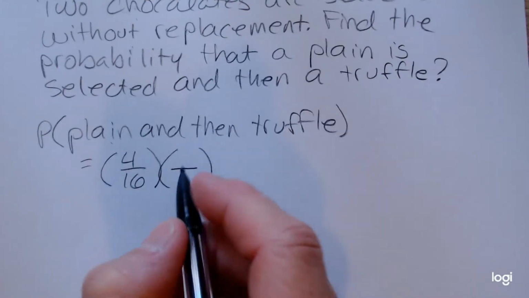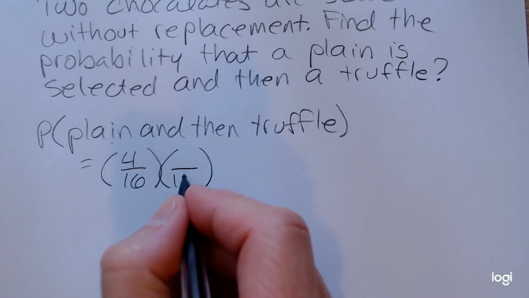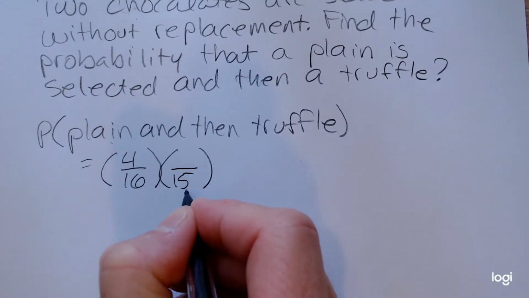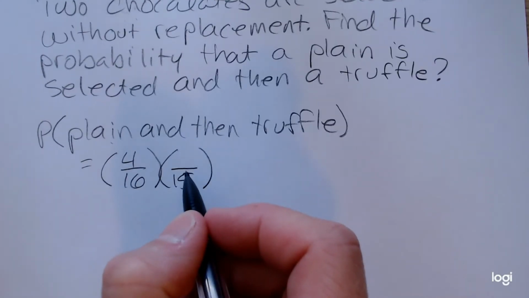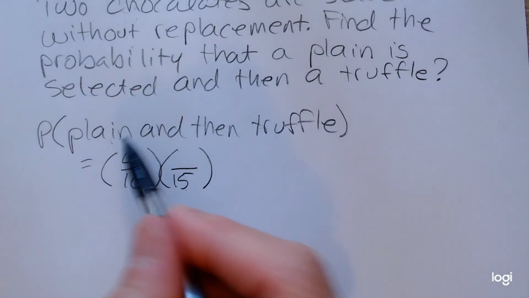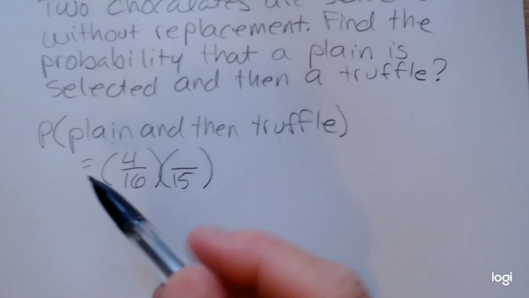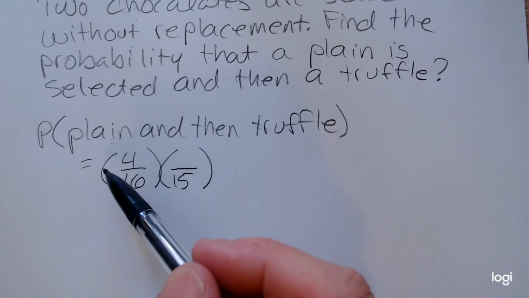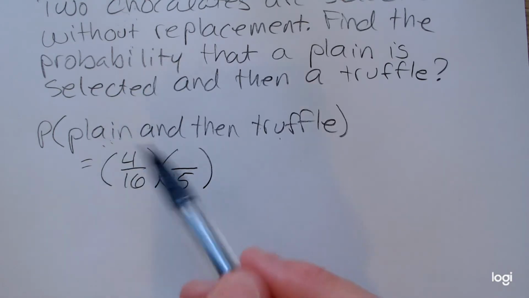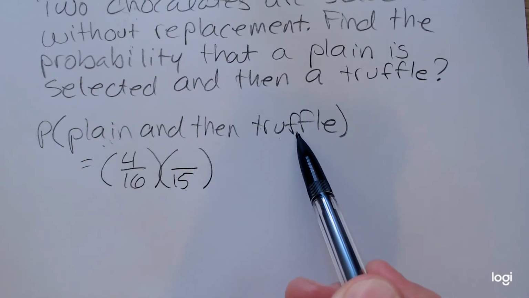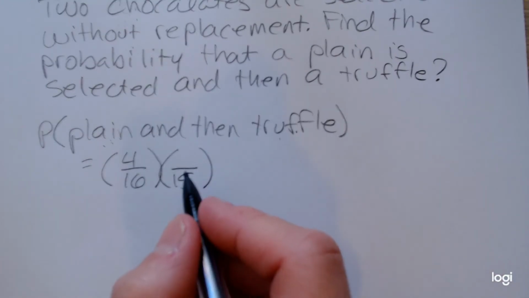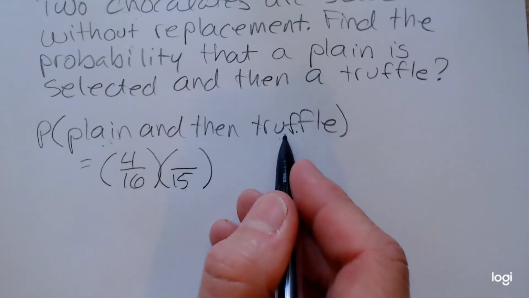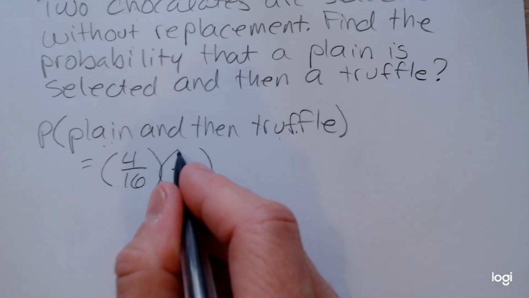So in the second factor, the denominator is reduced. But the numerator in this problem is not reduced because we're not selecting 2 of the same kind. If the problem had stated plain and then another plain chocolate, then the numerator would also be reduced. All right, but we do have 4 truffles.